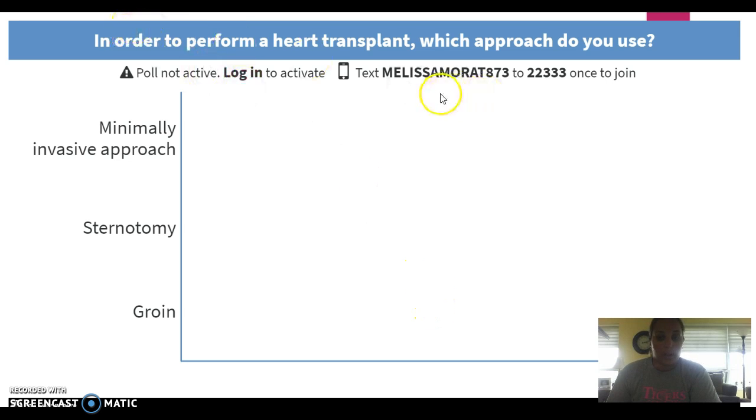So another question that we will use the same login and number to join. The question is, in order to perform a heart transplant, which approach do you use? And the answer would be a sternotomy.